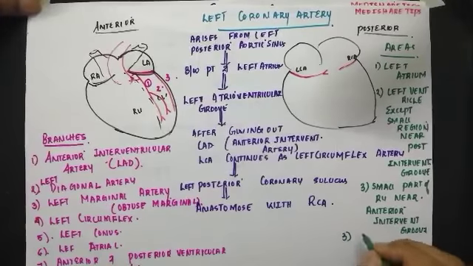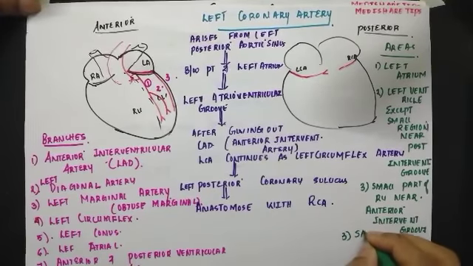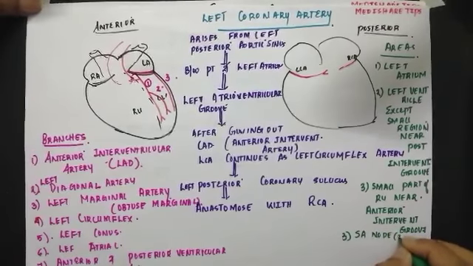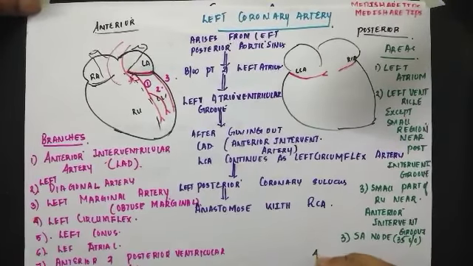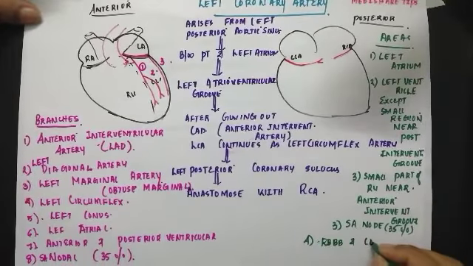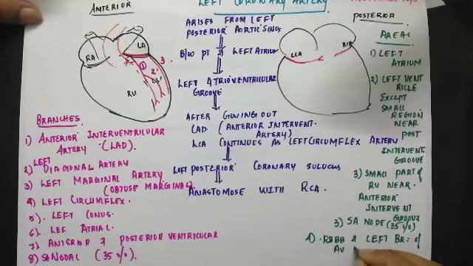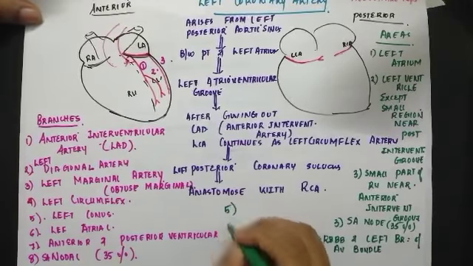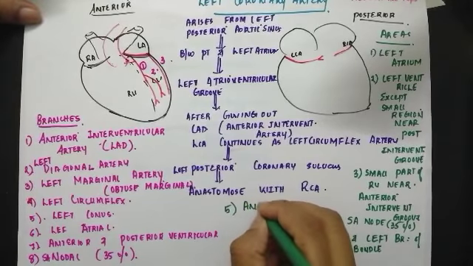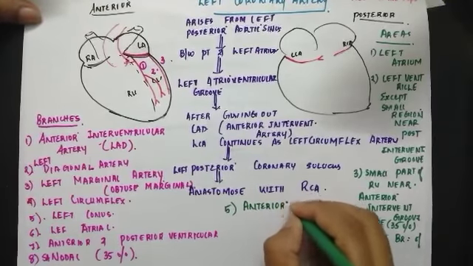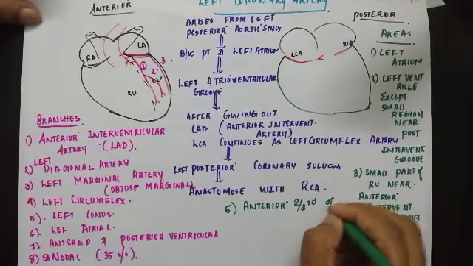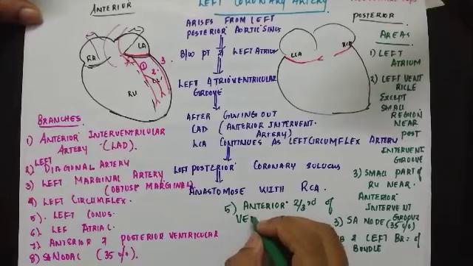And it also supplies the SA node in 35% of cases, and the right bundle branch and left branch of the AV bundle. And another important point is that it is supplying the anterior two-thirds of the ventricular septum.